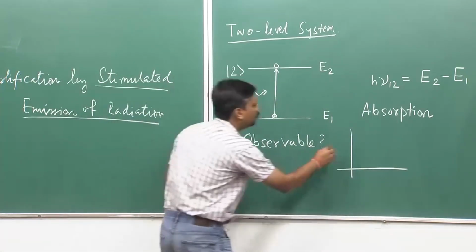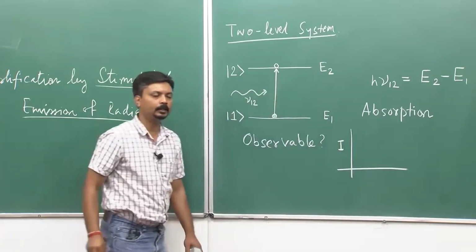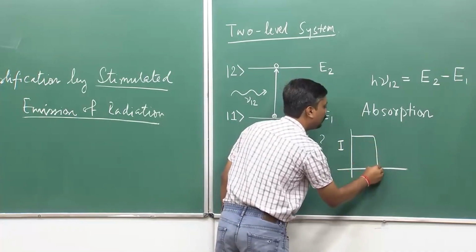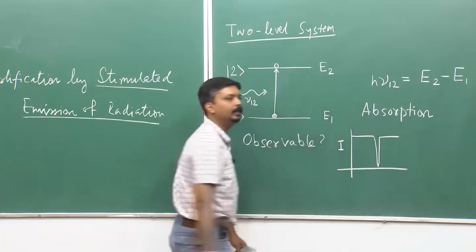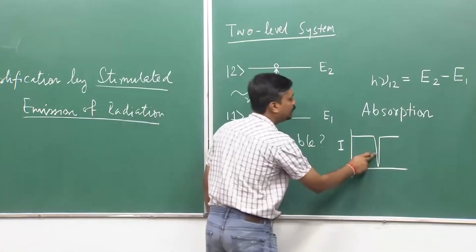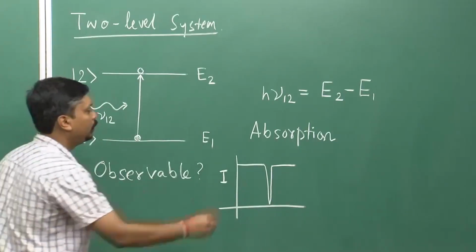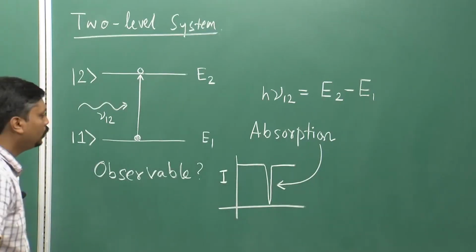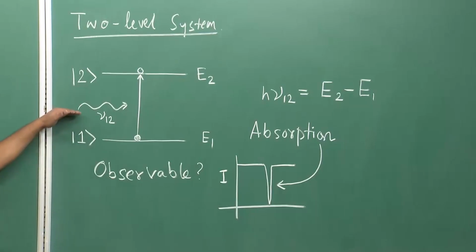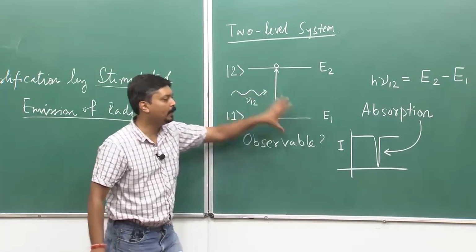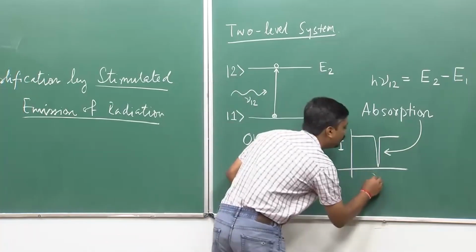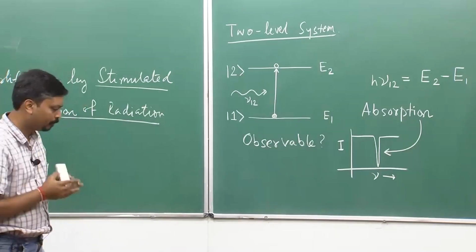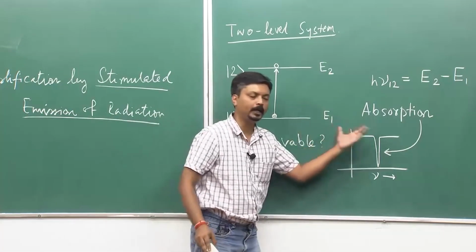If I measure the intensity of light, then when this process happens, I will see a sudden drop in the intensity, and this drop is due to the process absorption. Okay? So I can come with a different frequency of light. Whenever the frequency matches with this gap, I can see this. So if I plot it against nu, I see a plot like that. So this is my observable. Okay. So many of you are probably aware of this fact.